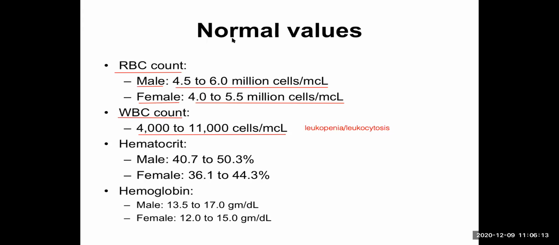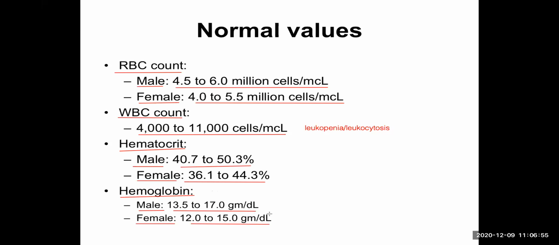Regarding the hematocrit, see here, in male, it is 40.7 to 50.3. In female, it is 36.1 to 44.3. It depends which reference you are taking. So I already told you, slight difference here and there doesn't make a significant difference between the references. Okay. Now, hemoglobin in male, 13.5 to 17 gram per deciliter, and in female, 12 to 15 gram per deciliter. In some of the textbooks, it is also written as 13. The lower value is 13 in male, and in female, it is 12.